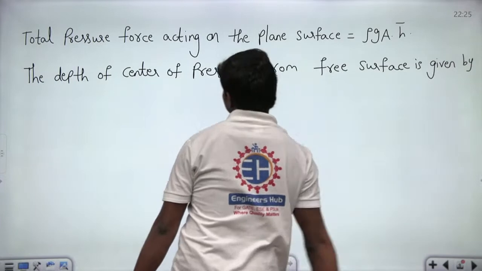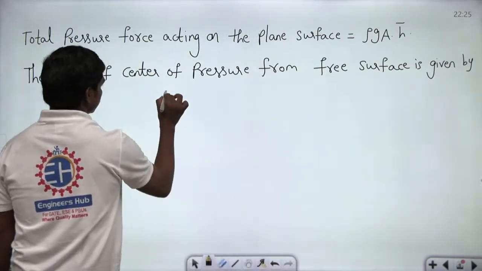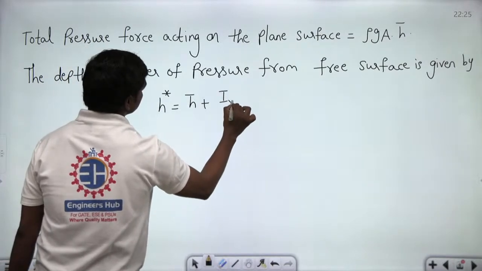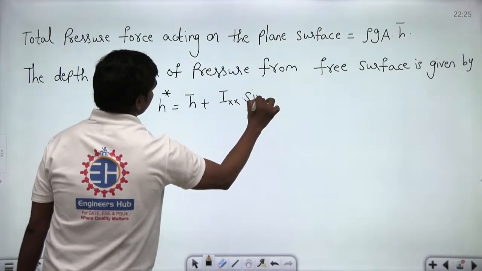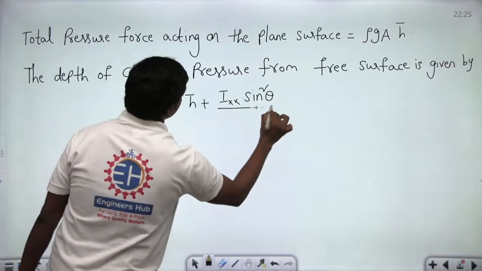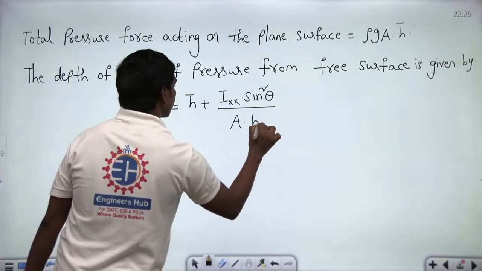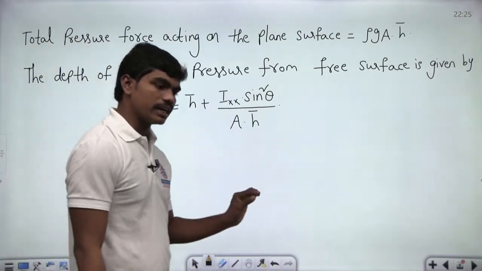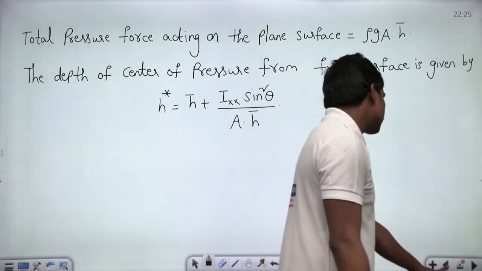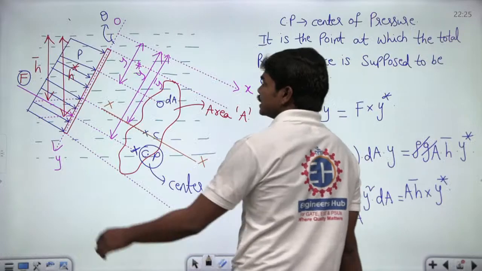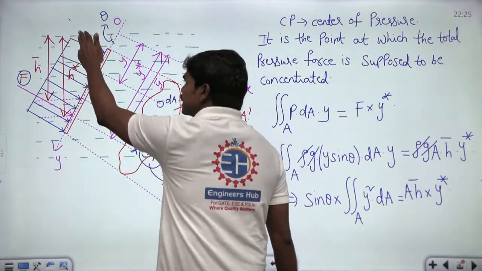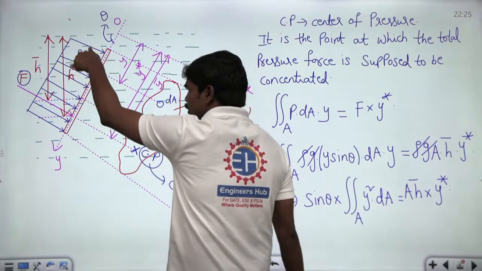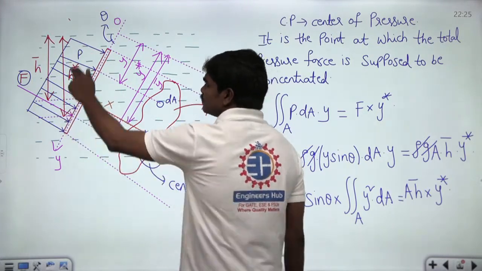This is given by H star is equal to H bar plus Ixx sin square theta divided by A times H bar. Okay, so this is what you have. H bar is the vertical distance of the force acted upon. This H star is nothing but the vertical distance of the location of this center of pressure from the free surface.